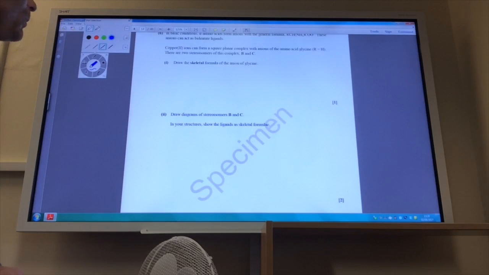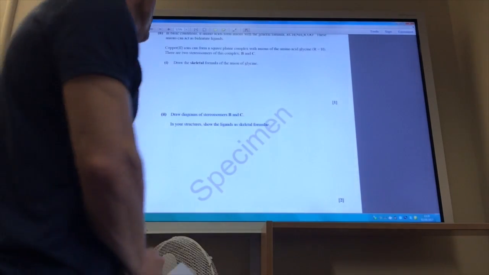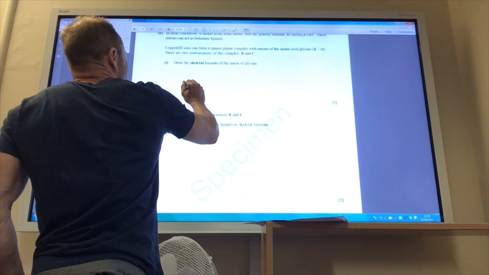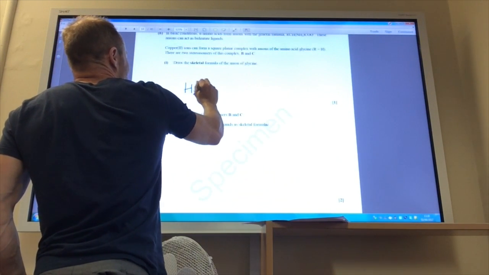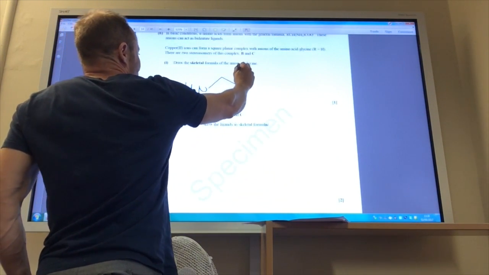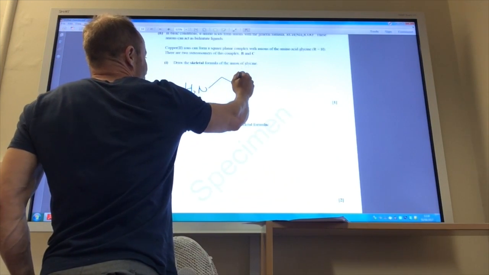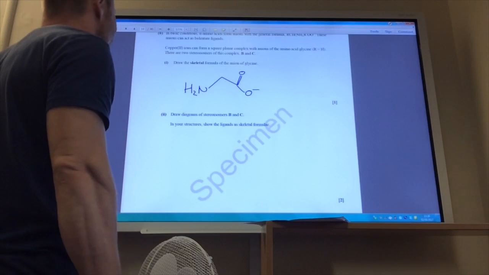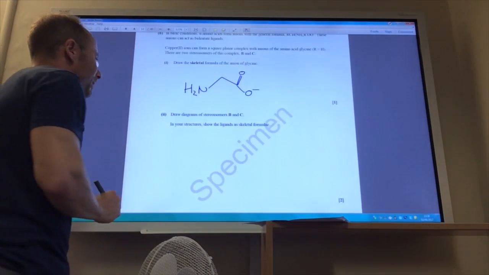Okay, so we're on to amino acids now, and it wants me to draw the skeletal formula of the anion of glycine. So the anion of glycine is going to have lost that hydrogen on the carboxylic acid, so it will look like that. Obviously that's my CH2 group in the middle.